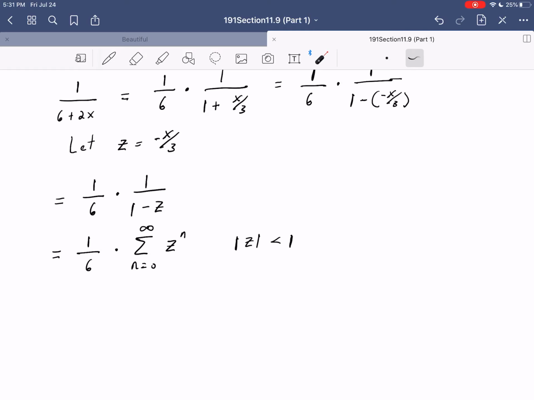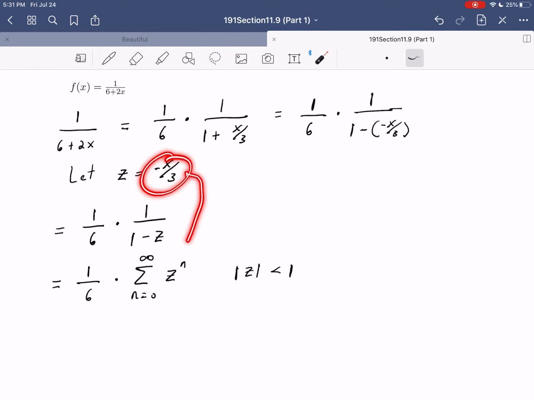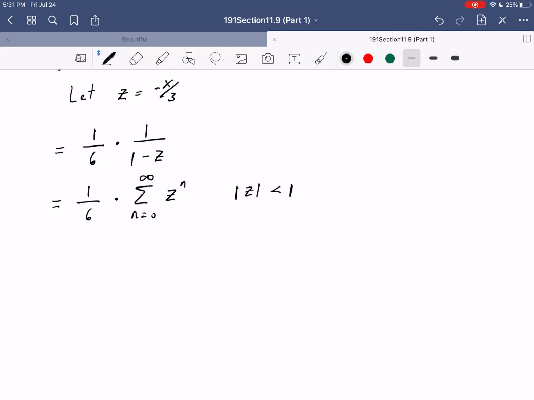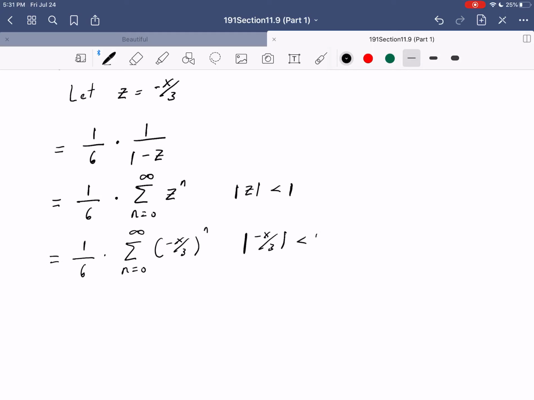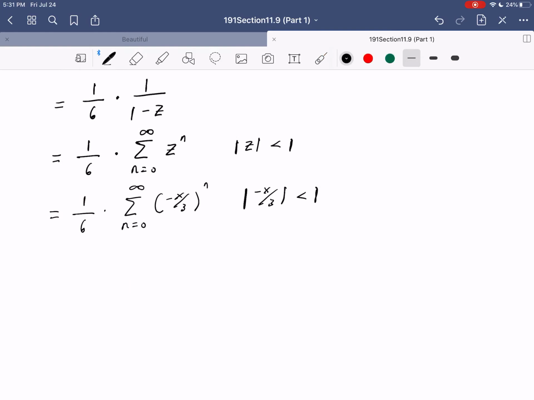Okay, now obviously we need to get back to our original variable, so let's replace that minus x over 3 in there. So we can say that this is 1 over 6 times the summation, n equals 0 to infinity, minus x over 3 to the n, and let's do the same thing and plop that in here as well. As long as the absolute value of negative x over 3 is less than 1. Okay, now we can do some simplifications to make this look like a more normal power series. We can say that this is 1 over 6, and then the summation n equals 0 to infinity.